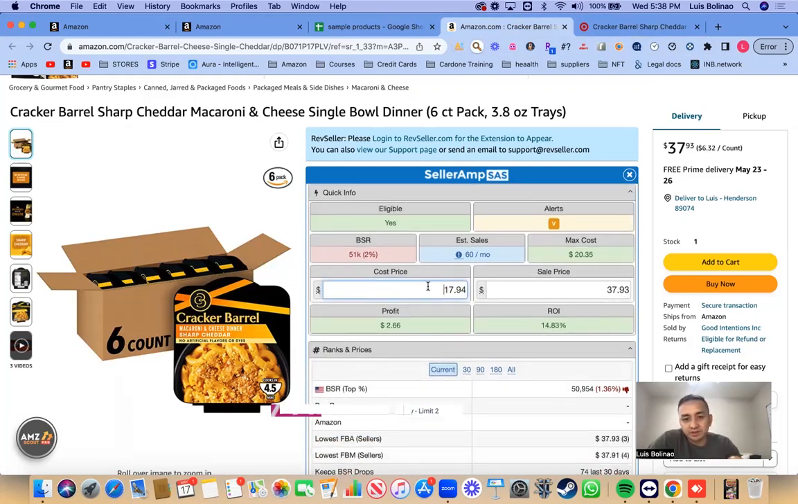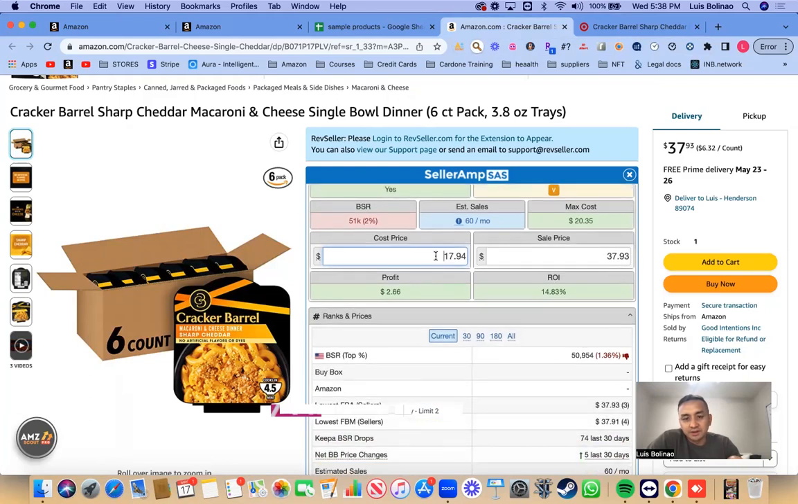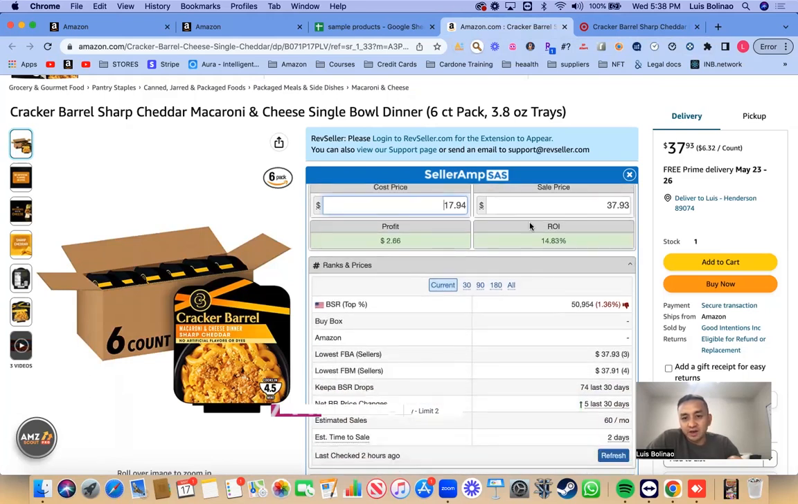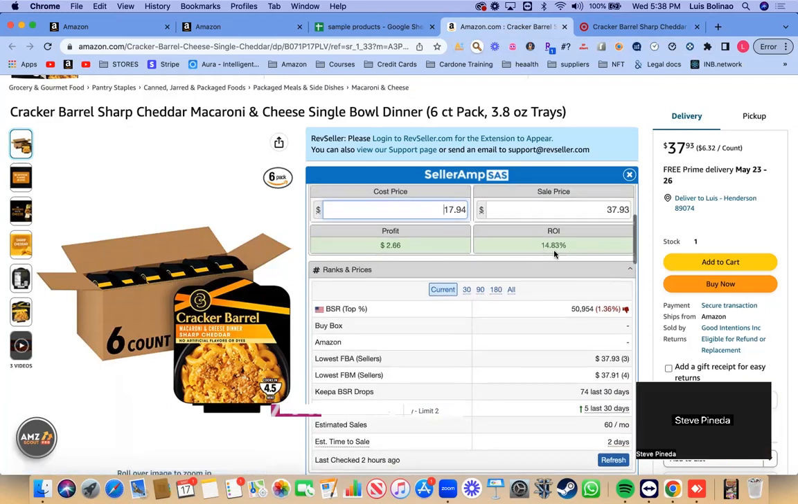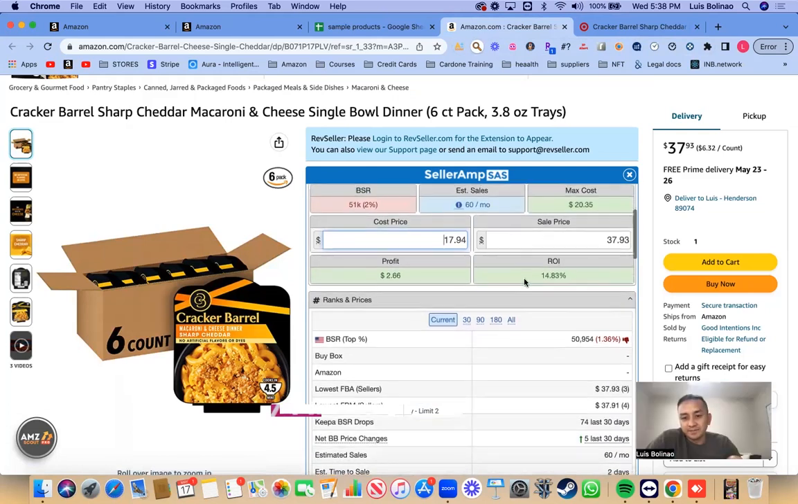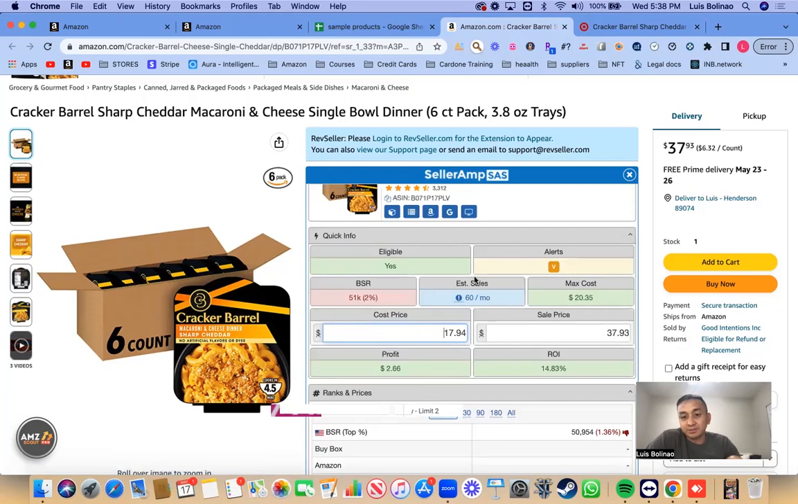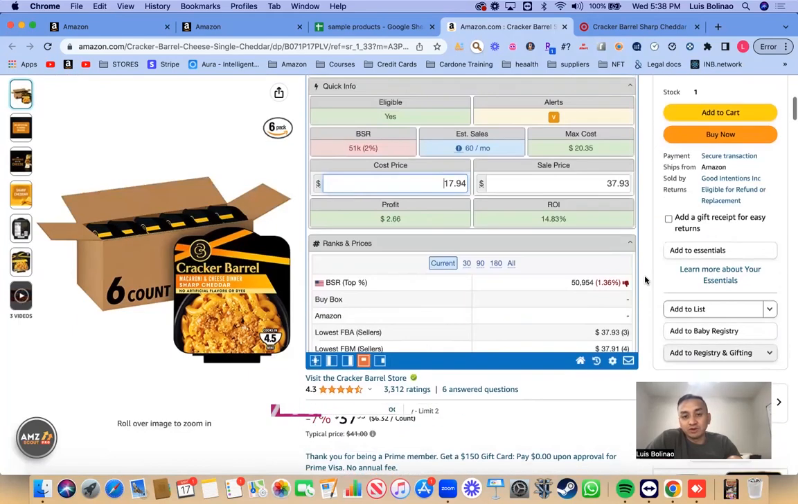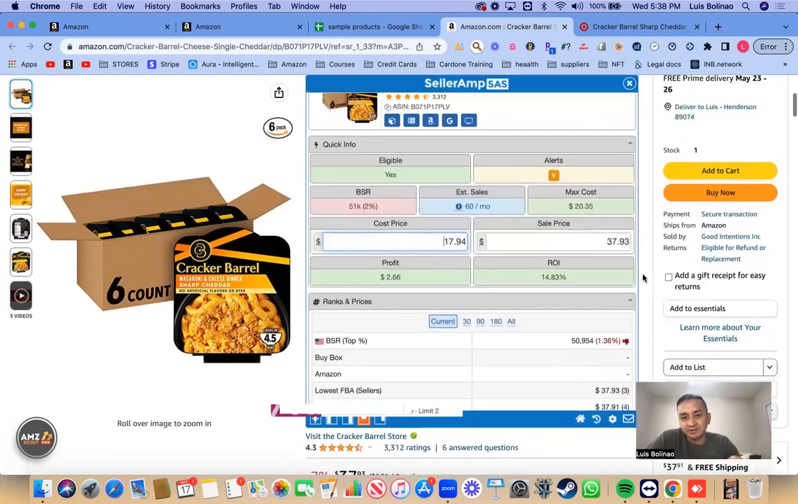So with this one, it's about 14% ROI. You guys see it? See it, Zach? Yeah, we see it. For this product, you're making about 14% ROI. 60 sales a month. Although this one is a variation, so I'm not gonna go deep on this one. I'll keep it basic. So 60 sales a month.